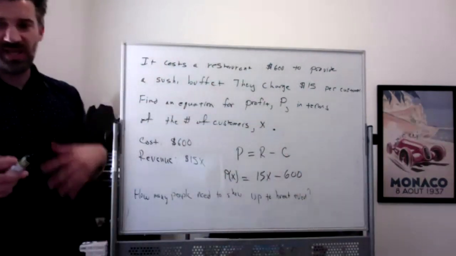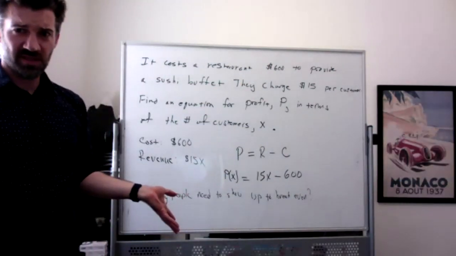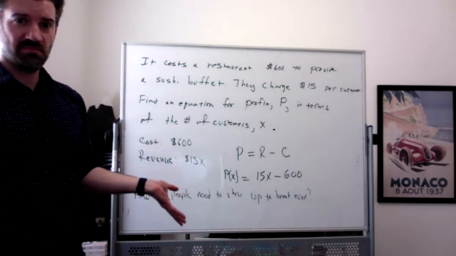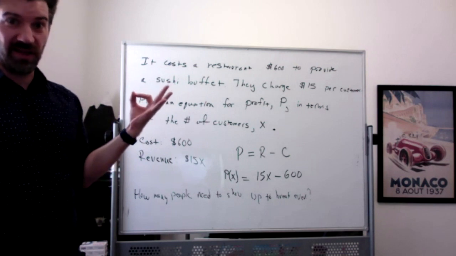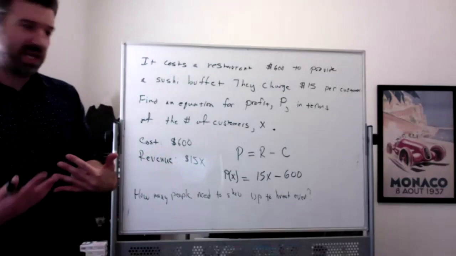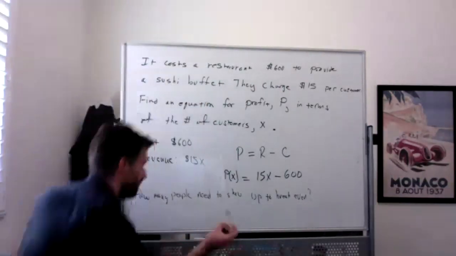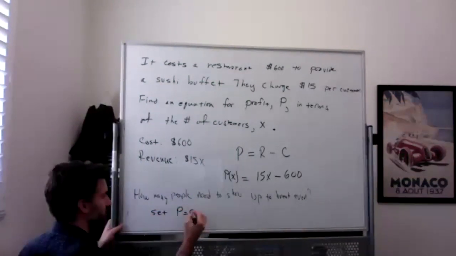So the question we actually kind of need to answer first is, what does it mean to break even? How much profit do we have if we're breaking even? Big old zero, right? You have zero profit if you're breaking even. So, okay, if we want to break even, that means we're going to set the profit equal to 0. So I guess I can do that down here. So we're going to set P equal to 0.